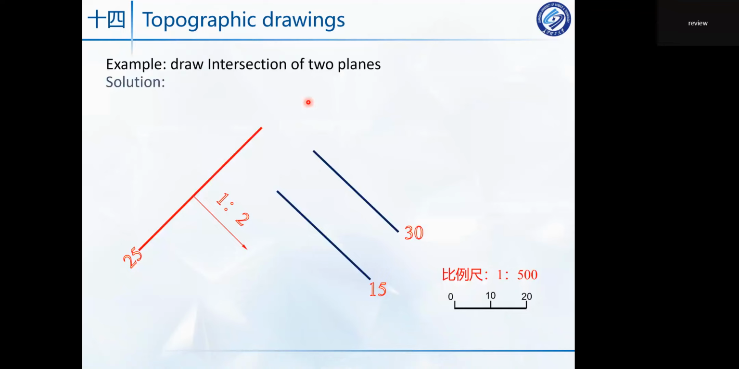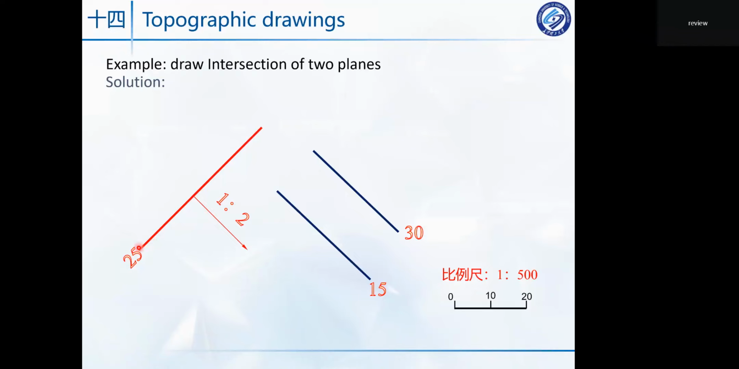And I think all of you have done this exercise. So please think about it. How can we get the intersection line of two planes?